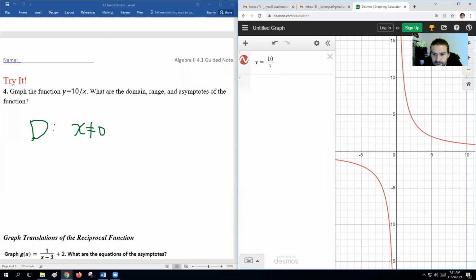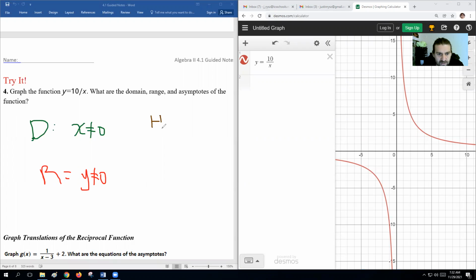The range here, if we look at our y's, we can start at the bottom and go all the way up, but we never cross the middle there as well. So our range is y cannot equal 0. Sorry for my handwriting. All right, now asymptotes of the function.